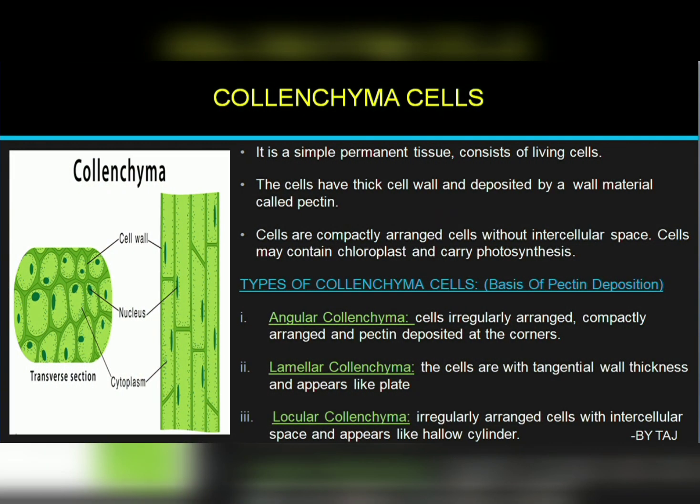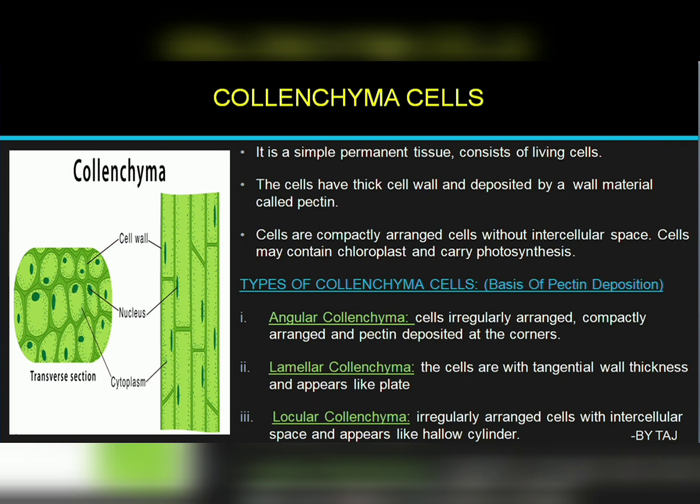Coming to another type of simple permanent tissue, that is collenchyma cells. Collenchyma is a simple permanent tissue consisting of living cells. The cells have a thick cell wall deposited by a wall material called pectin. Pectin is absent in the parenchyma cells, and here in the collenchyma cells the wall material is made up of pectin. The cells are compactly arranged without intercellular space. In parenchyma cells intercellular space will be there, but it is absent in collenchyma cells because of the deposition of pectin. These cells may contain chloroplasts and carry out photosynthesis.